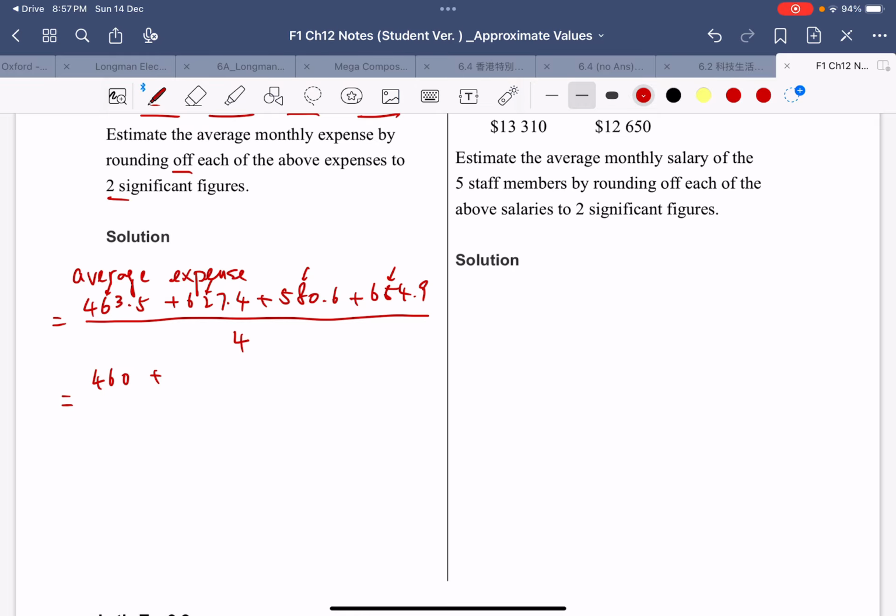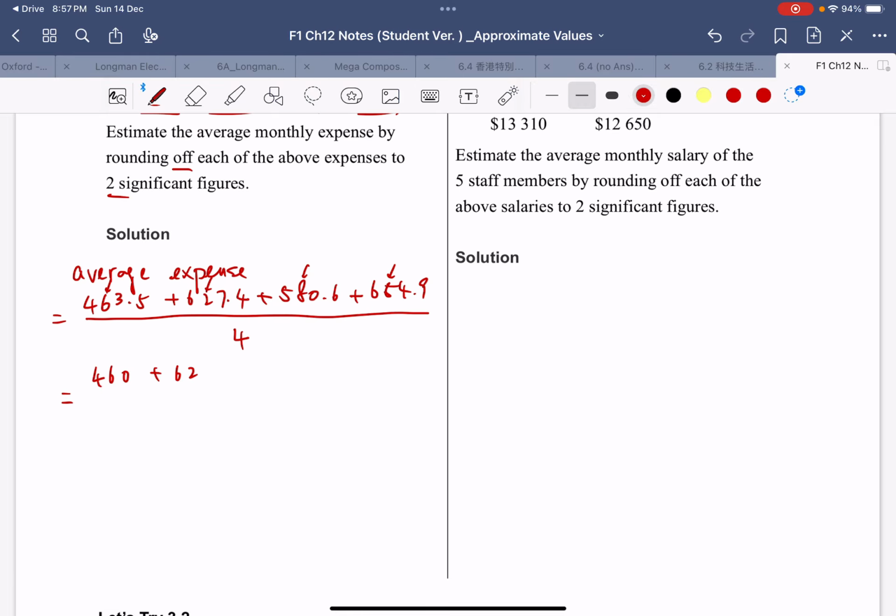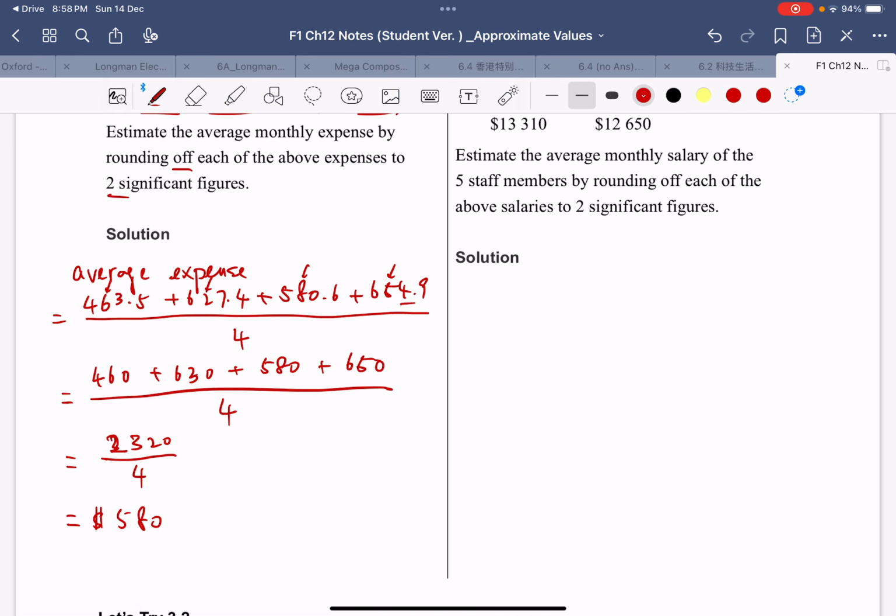So 460 plus 30 plus 580 plus 650, because this is just 4. All right, divide by 4. Oh, sorry, 2320 divide by 4. And this is the amount of money, the average money expense.